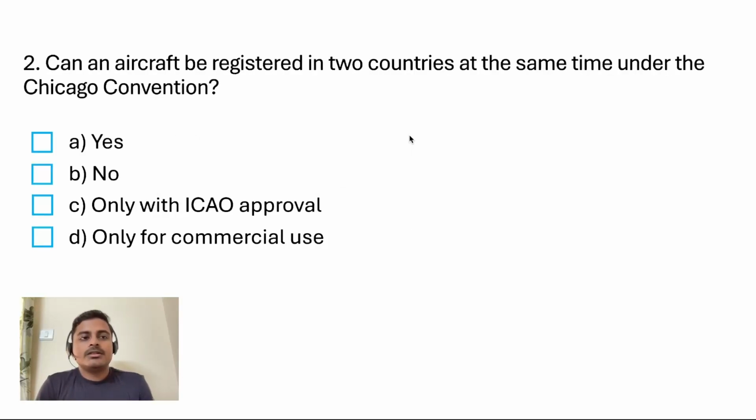Second question. Can an aircraft be registered in two countries at the same time under the Chicago Convention? Option A, yes. B, no. C, only with ICAO approval. D, only for commercial use. So the Chicago Convention does state about aircraft registration and dual nationality. No aircraft is supposed to have dual nationality, so it can be registered under one country at a given time. So the correct option is no. The aircraft cannot be registered in two countries at the same time.